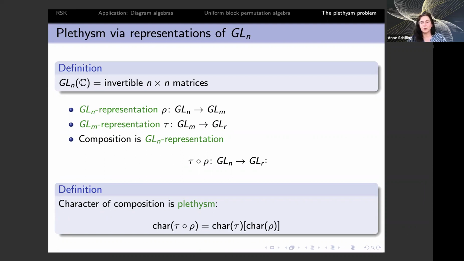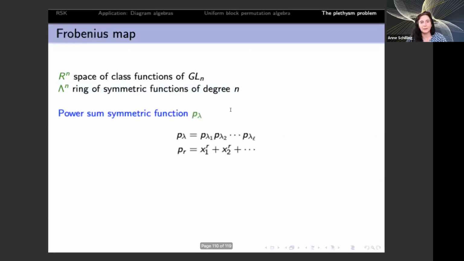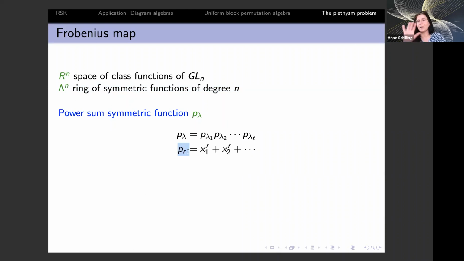But now I want to relate this to symmetric functions. It turns out that the characters of GLN representations can also be described by symmetric functions, in particular the Schur functions. This is done by the Frobenius map. So suppose that Rn is the space of class functions of GLN, and I'm going to denote by lambda n the ring of symmetric functions of degree n. Then the power sum symmetric functions are defined as follows. P sub r, where r is an integer, is just the sum of all rth powers of our variables, x1, x2, and so on. And then P indexed by a partition of an integer is just the product of the P's indexed by the parts.